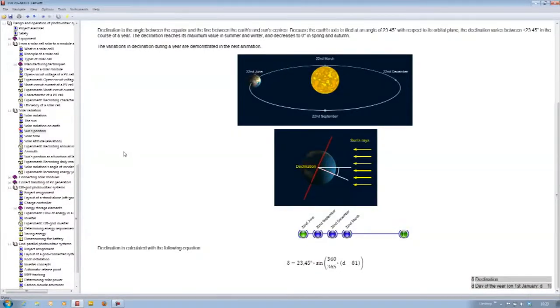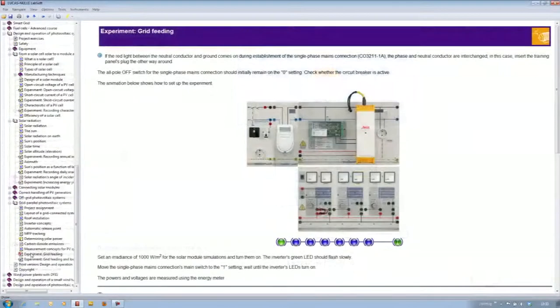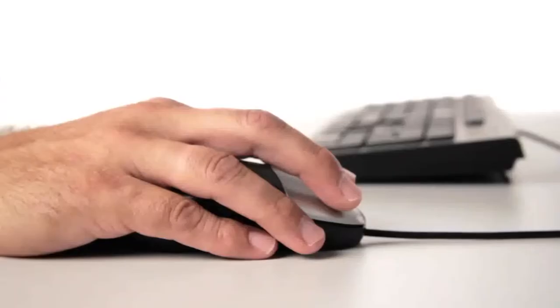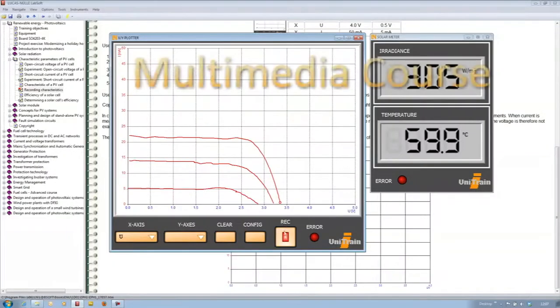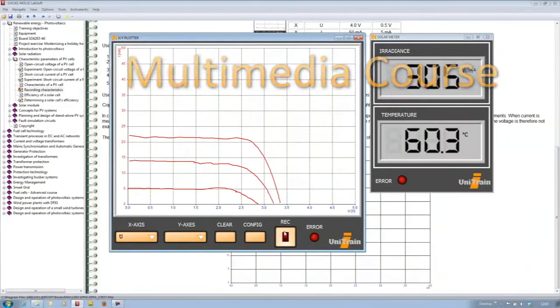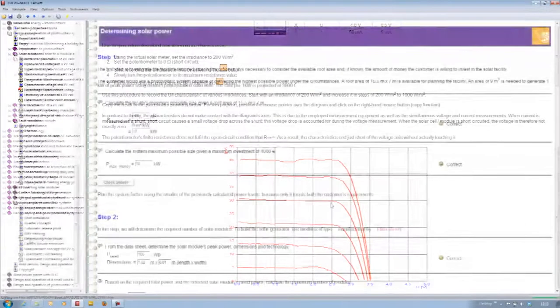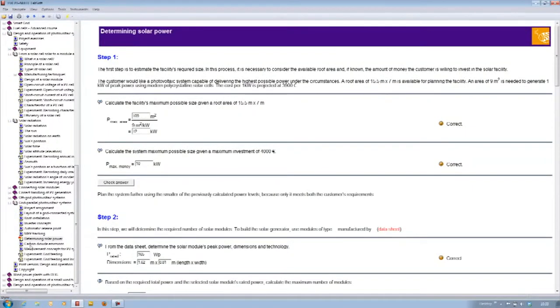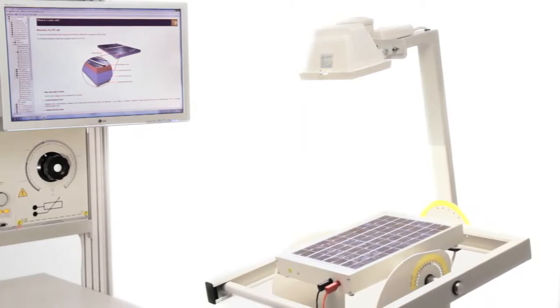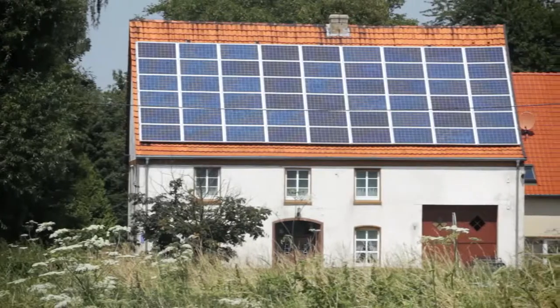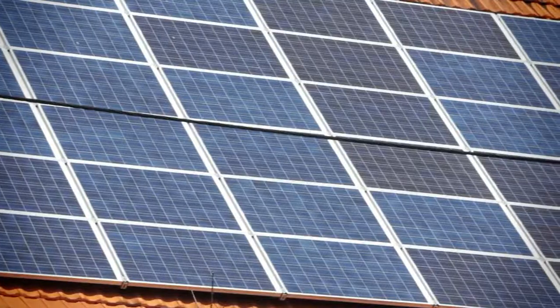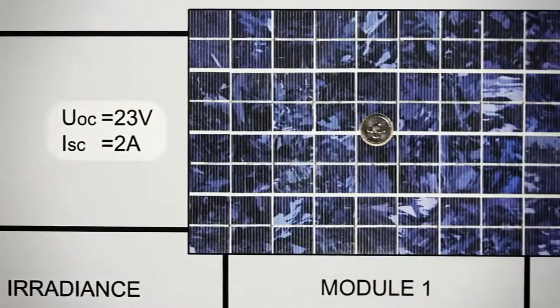The multimedia course guides students step by step through the experiments. Measurements can be made in real time and evaluated using a computer. Question pages allow students to test their learning progress. The experiments are not limited to simple solar modules alone, though. Larger systems frequently found on buildings can also be simulated.